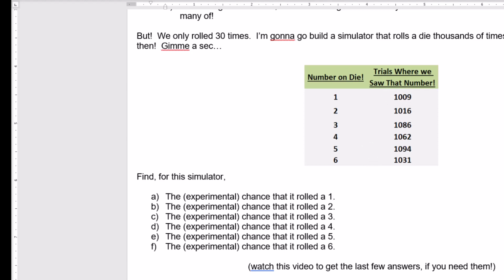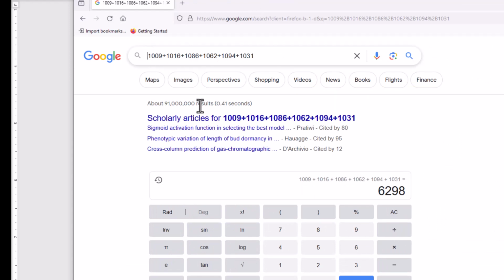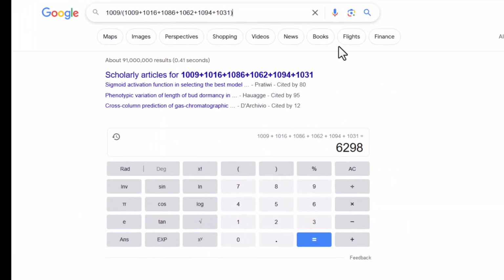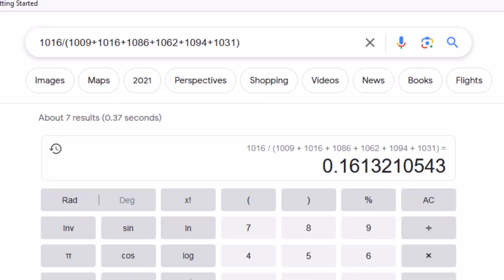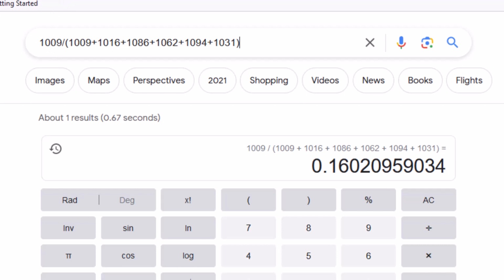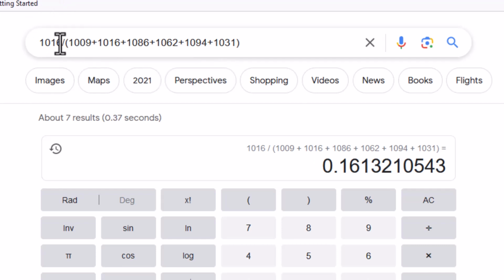So I'm going to do this kind of in a goofy way just to get the numbers for us. I'm going to take each of the numbers and divide them by the sum of all the numbers. And the reason I'm going to do this is so I can do them one by one in the Google window here and then erase and change. So the chance of rolling a 1 is about 16%. And there's absolutely no reason to call that a fraction. You can call it a decimal if you want, 0.16. That's 16%. Now I'm going to change this to 1016. This is the chance of rolling a 2. 16.1%. So the last one was 16.0%. This one is 16.1% if you're feeling saucy.